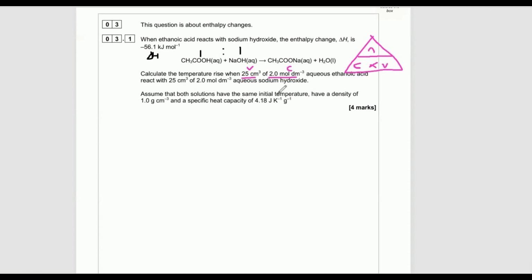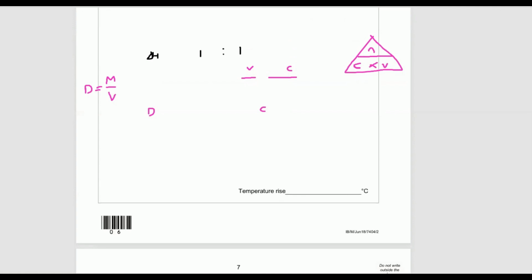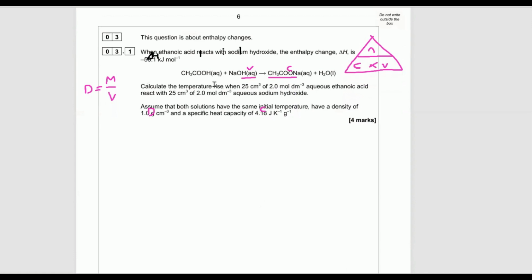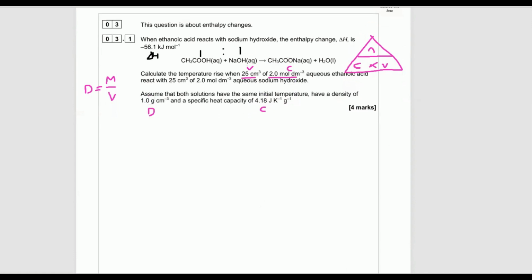Assume that both solutions have the same initial temperature, so we're talking about initial temperature, and have a density of 1 gram per centimeter cubed. So we've been given D for density. As soon as I'm given density, I might be thinking density equals mass divided by volume. And I've been given the specific heat capacity, little baby c. Right, let me just zing down and see what the actual question is. Temperature rise. Right, we're calculating the temperature rise. It did say calculate the temperature rise right there. So stupid old me missed that. Look, calculate the temperature rise.